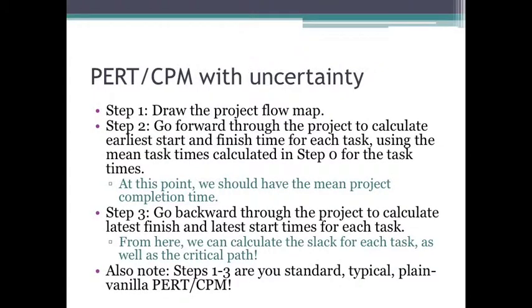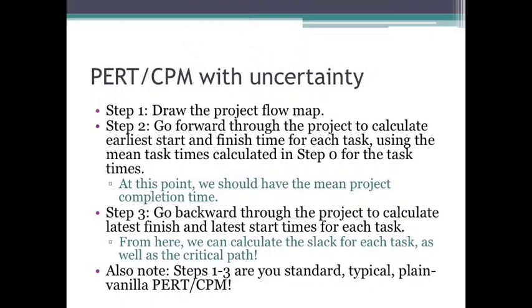Once that's done, you take those mean task times, and that becomes the task completion time. And you'll use that within your good old PERT CPM framework. So you'll draw out the project flow map. You'll go forward through the project to calculate earliest start and finish times for each task. Once you have that, you should have the mean project completion time. And then you'll go backward through the project to calculate latest finish and latest start times for each task. And once you have latest finish and latest start, you should be able to calculate the slack and the critical path. Now, it's important to note that steps 1 through 3 here are your standard plain old PERT CPM.